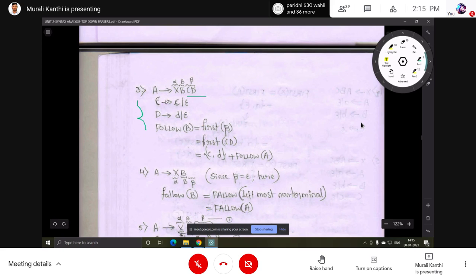And if you take another production, epsilon, so nothing is there. Nothing is there means what? Epsilon is there. So follow of A, that will be follow of B. So that also we have to add, follow of A. Whatever the set we are going to get for follow of A, that set will be added to this C comma D. So simply we can write C comma D plus follow of A.